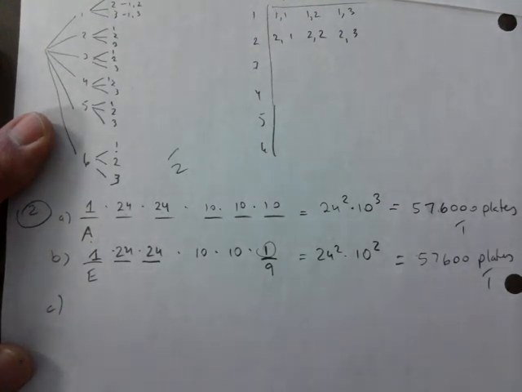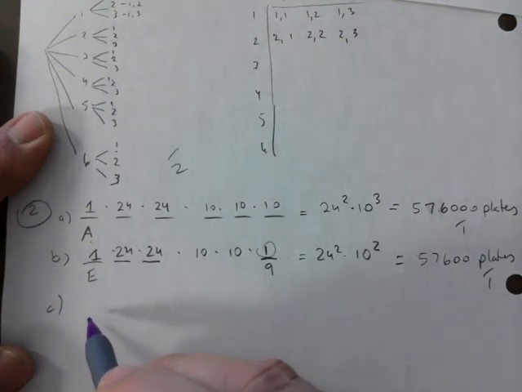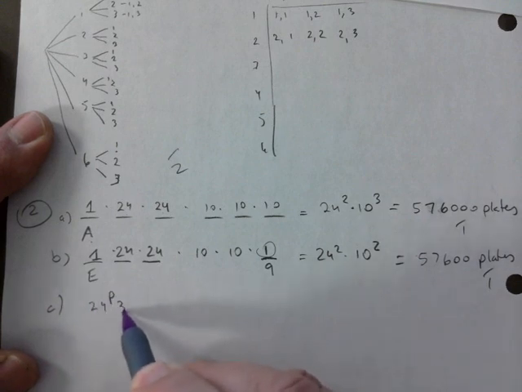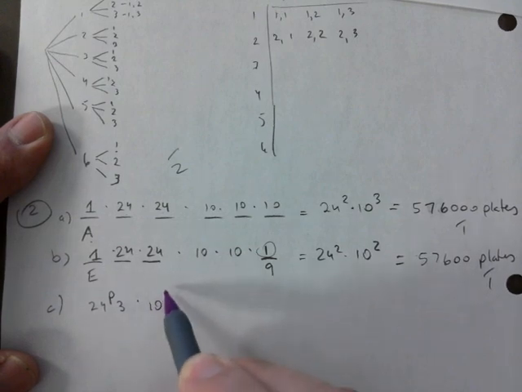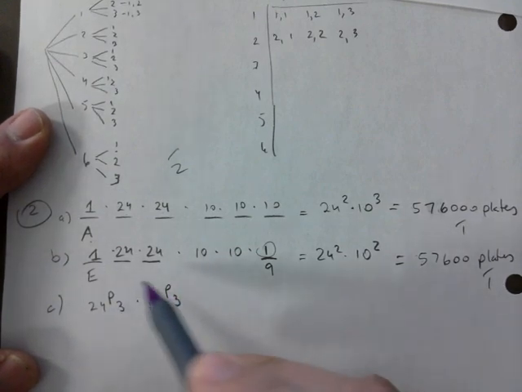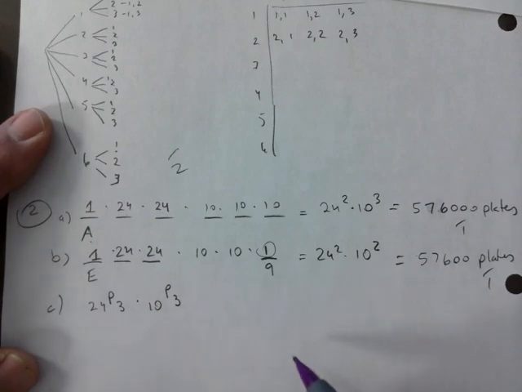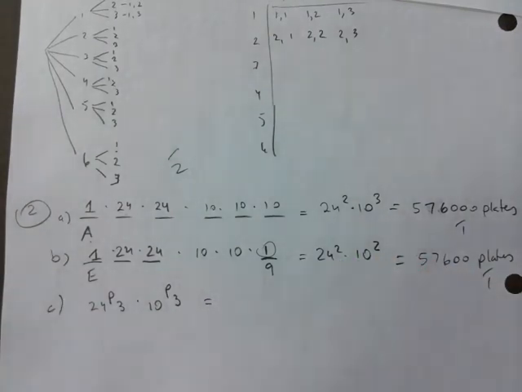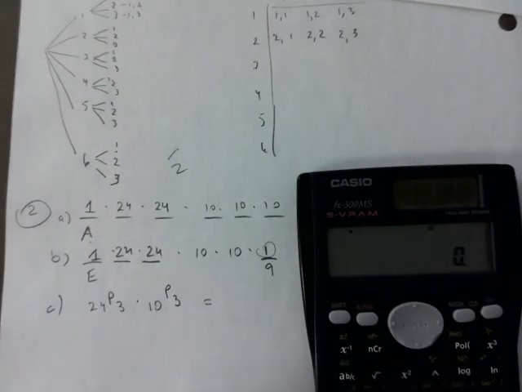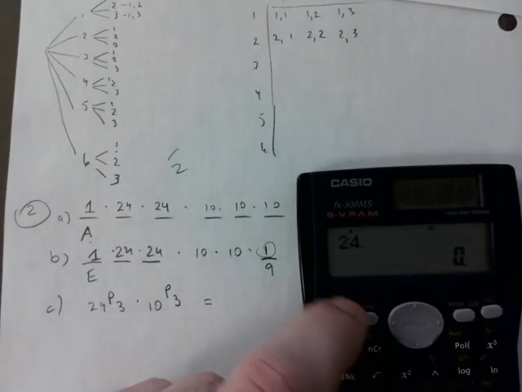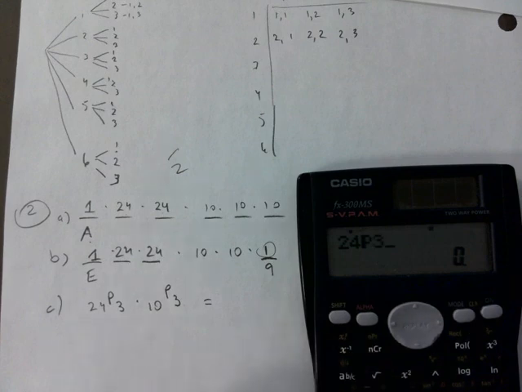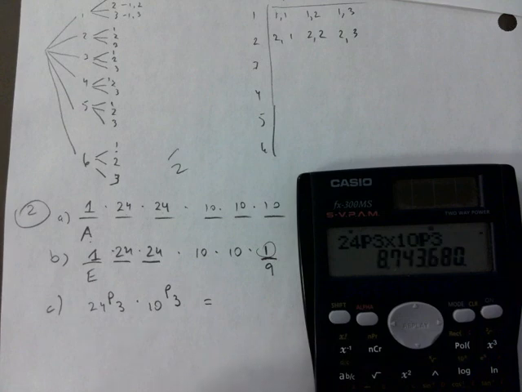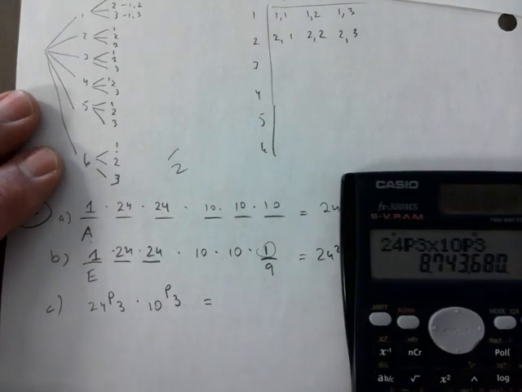C, no repeating letters or numbers. This one you can write in permutation, so you'd have 24 pick 3 times 10 pick 3. Again, if you have this or not, I'm not too sticky on that, okay? I'm going to use my other calculator because this is faster. So I have to redo this one: times 10 pick 3. Is that what we get?